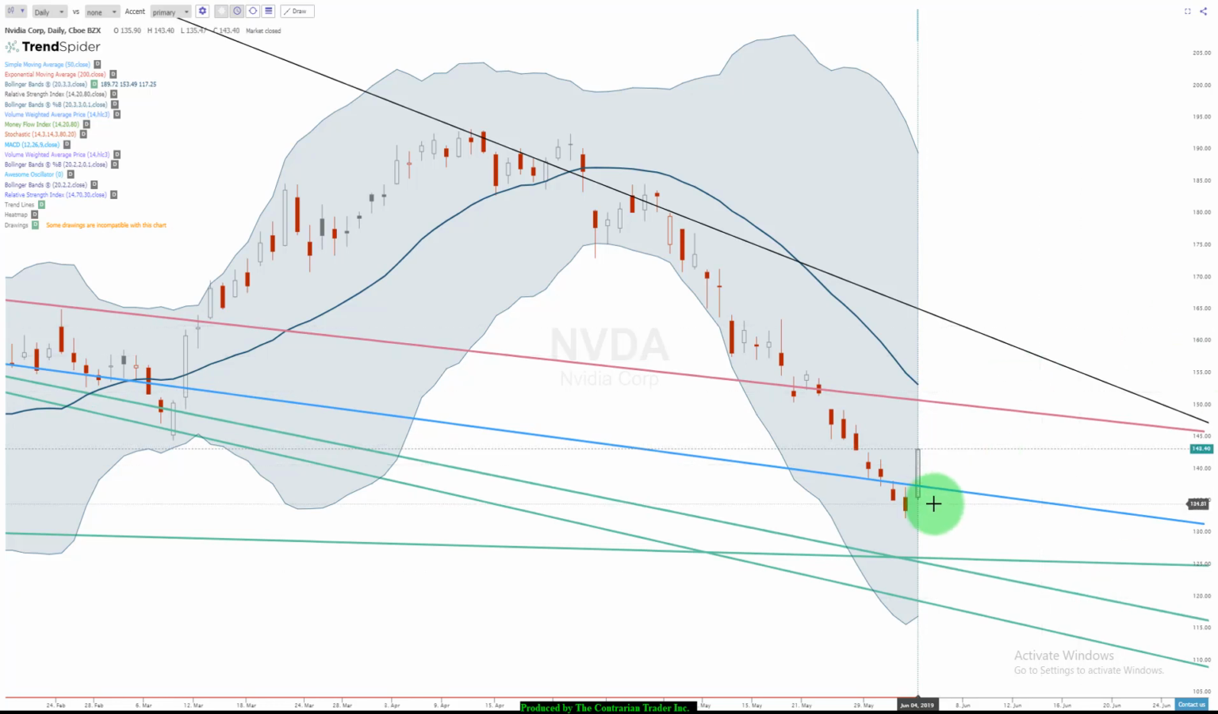So on a new daily high, if you wanted to trade it up to 145, 146 per share, that's fine. I think it's a little bit too much risk and not enough reward. Let's take a look at Facebook.